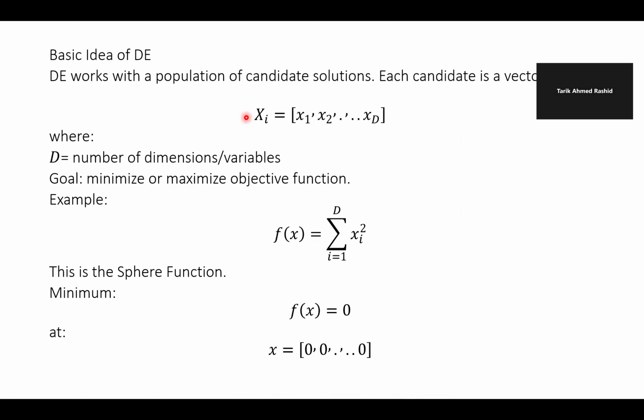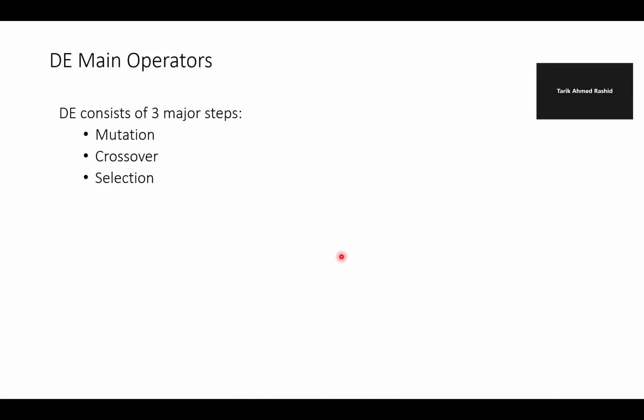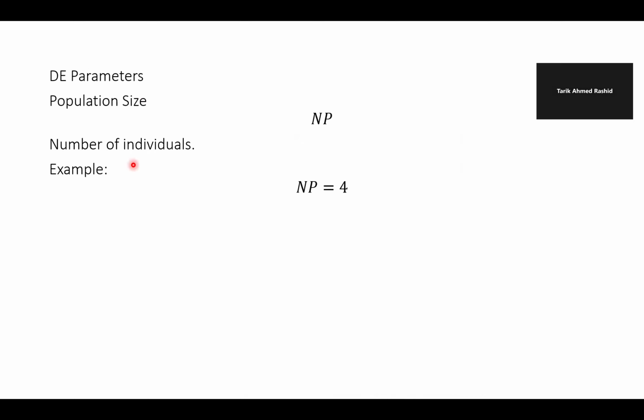Now, the basic idea: you've got a candidate solution, and each candidate could have D dimensions of features. And then there is, for example, a minimize or maximize objective function, so we will try to get minimization or maximization of this problem through the differential evolution algorithm. Now, the major operators for DE are mutation, crossover, selection, and the population size, which we call NP.